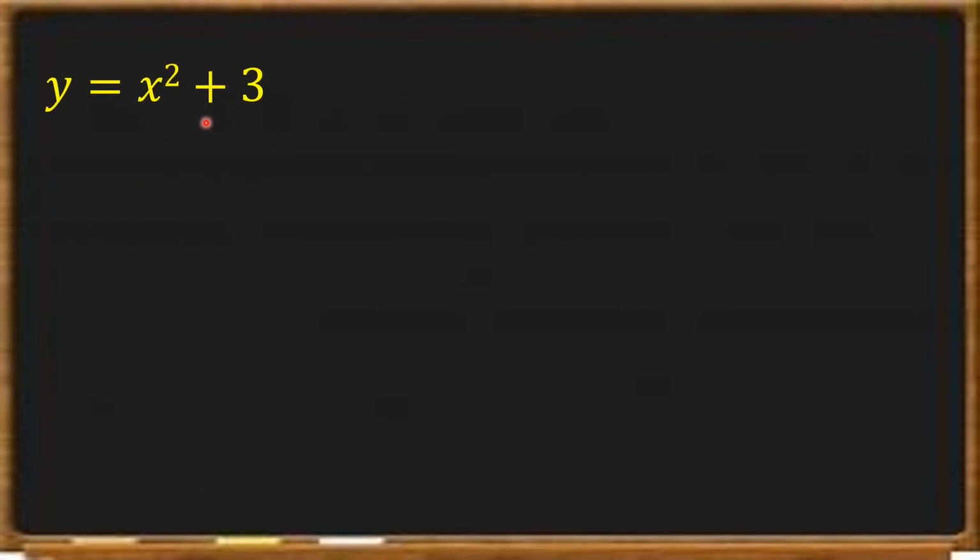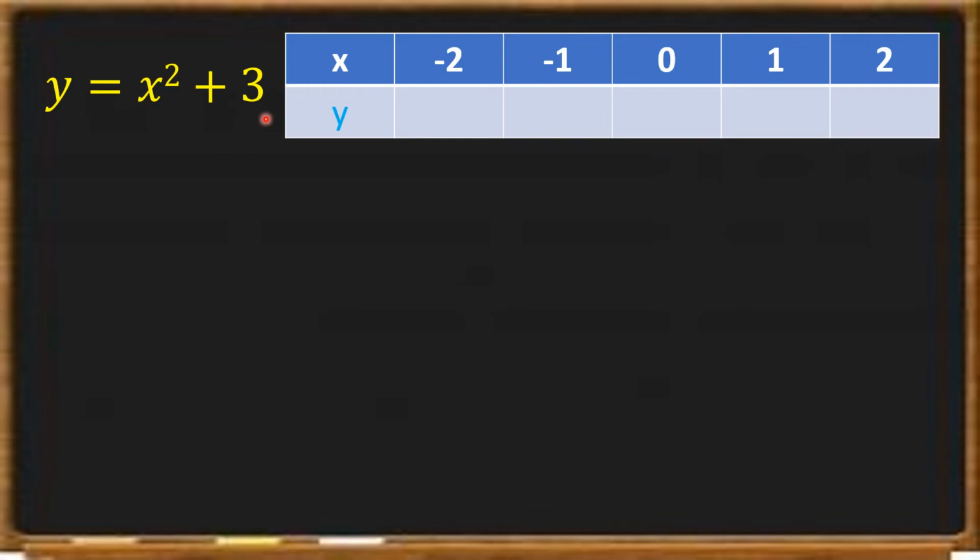Okay, so we add positive 3 as a constant. So, y is equal to x squared plus 3. Again, let's form a table of values, and we assign the values of x as negative 2, negative 1, 0, 1, 2. How do we get the value of y here? We just substitute negative 2 for x squared and then copy plus 3, and so on. So, let's start.